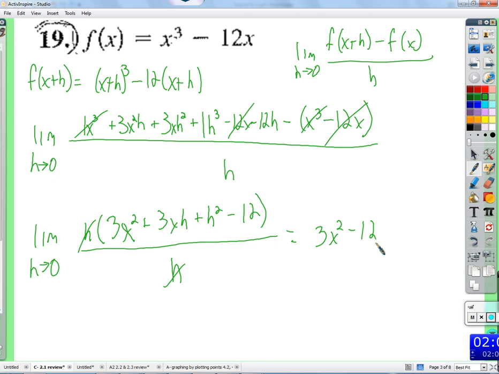And what is this called? The derivative. We found the derivative. We found f prime, the function that will always tell us the slope for any given x.